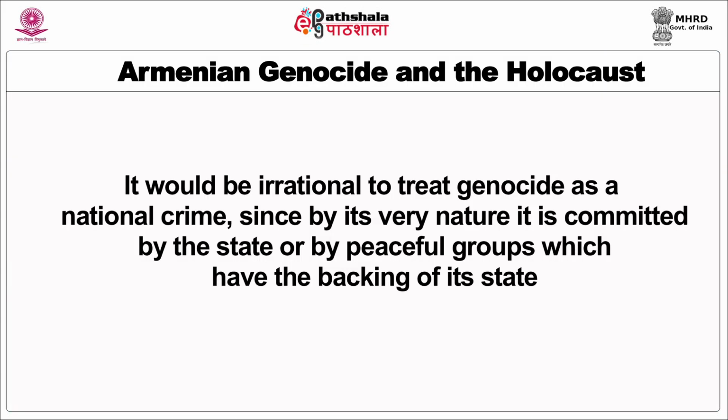It would be irrational to treat genocide as a national crime, since by its very nature it is committed by the state or by groups which have the backing or the support of the state, as happened in Rwanda in 1993, 94, and 95. The Convention on the Prevention and Punishment of the Act of Genocide was brought about in response to the mass atrocities of the Nazi regime.